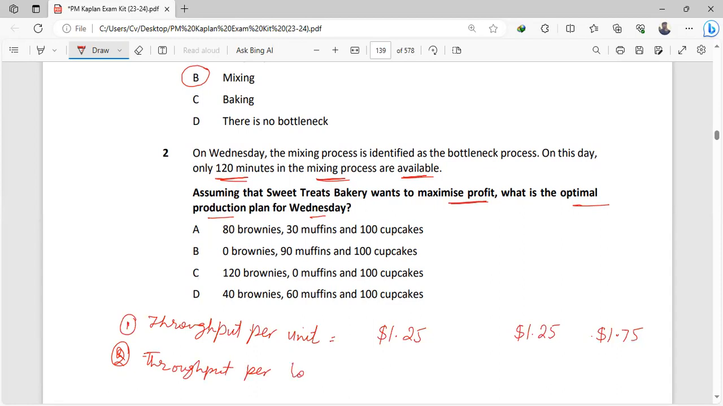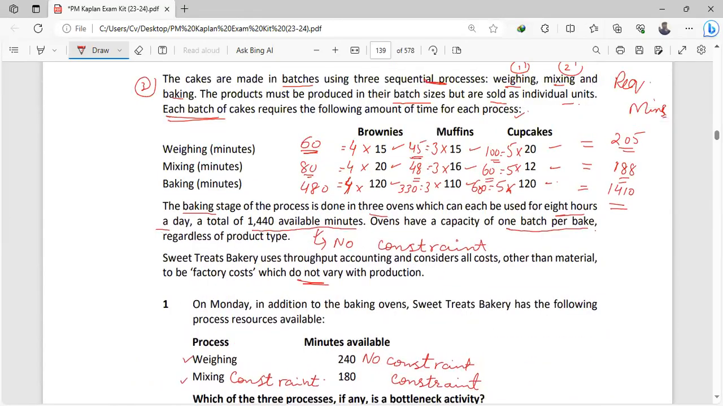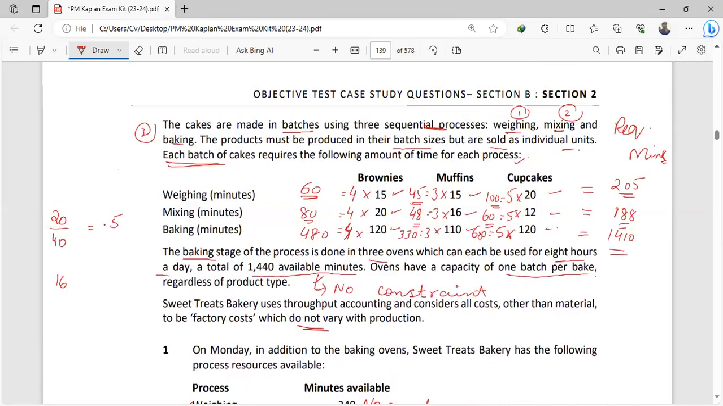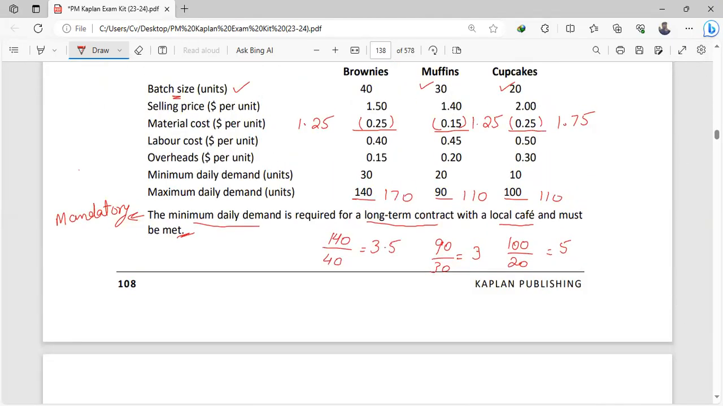Now, the question did not provide us the time required for 1 unit. The question says the time required per batch. We are using 20 minutes of mixing for each batch, and in each batch we have 40 units. So 20 divided by 40 for brownies, we need 0.5 minutes for each unit. For muffins we require 16 minutes, and the batch size is, I think, 30 units per batch. Yes, it is 30 units.